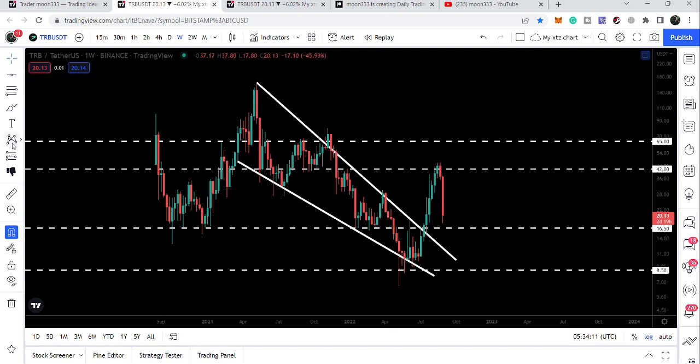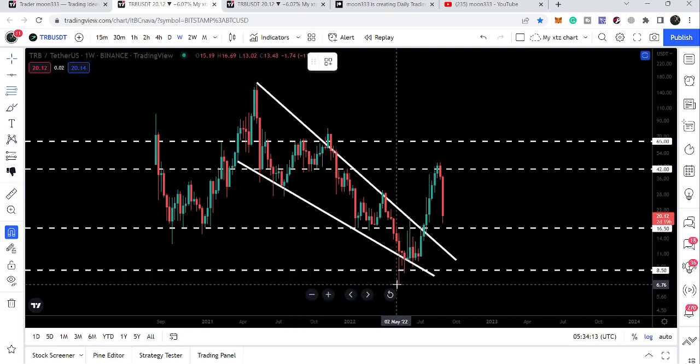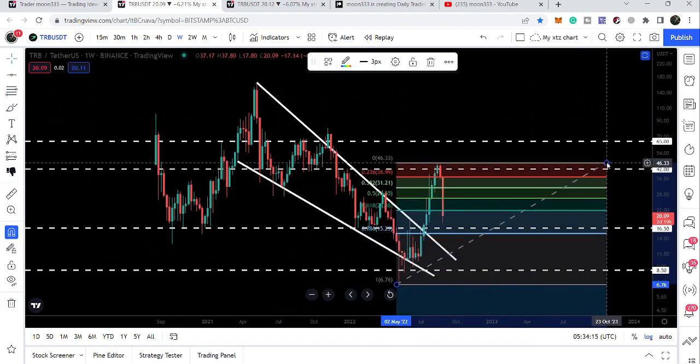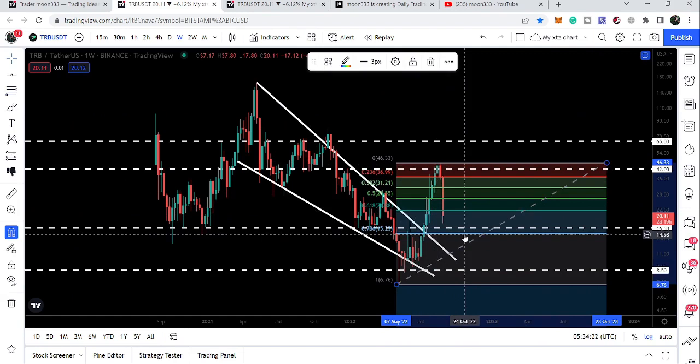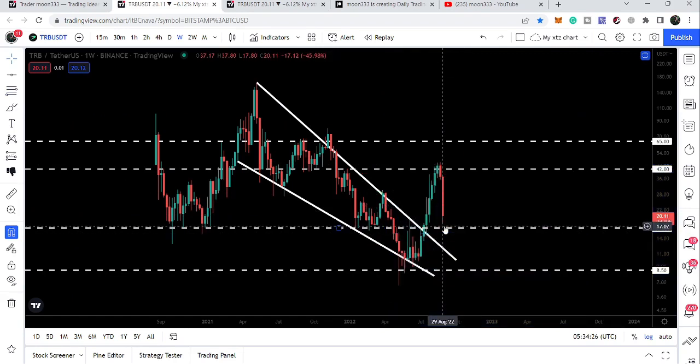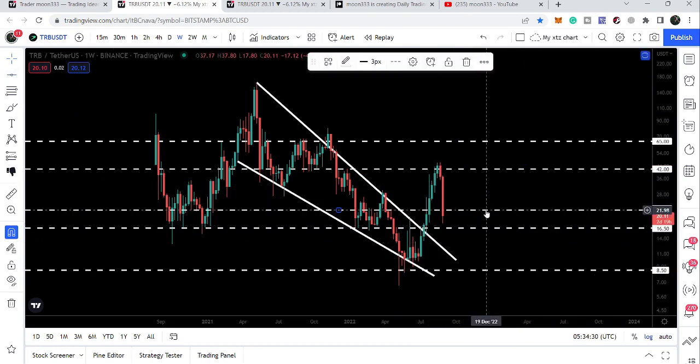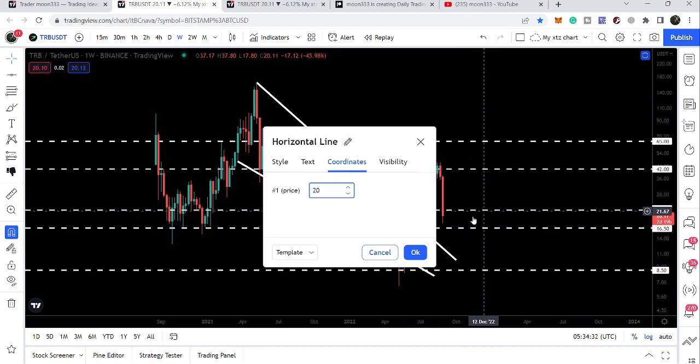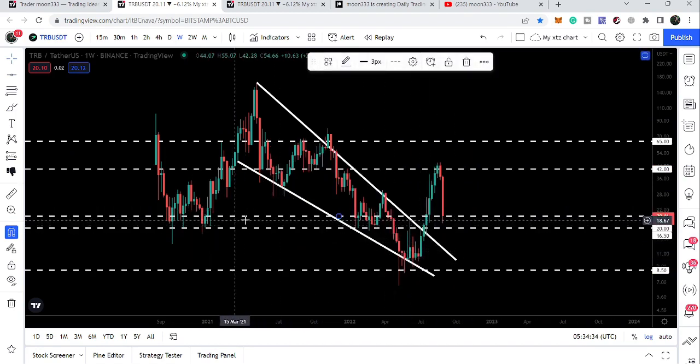Now, if we again place this Fibonacci tool from this low to this high of this rally, then we can see that we have slightly retraced more than the golden pocket and are moving towards this 0.786 Fibonacci retracement level, and above that we have this support of $16.50. By the way, we also had another support here at $20. And now we are moving between the $20 support and this $16.50.